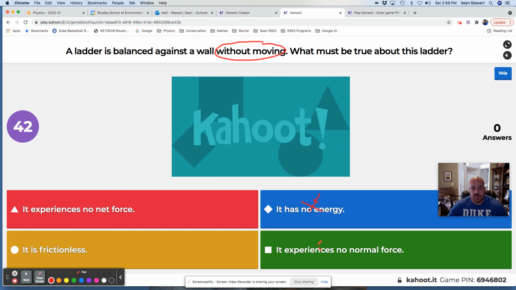Normal force, well, normal force is going up opposite of gravity, so it would still have that. Nothing is frictionless on Earth. So it experiences no net force. Remember, no net force means balanced, so nothing changes. Balanced and no net force mean the exact same thing.